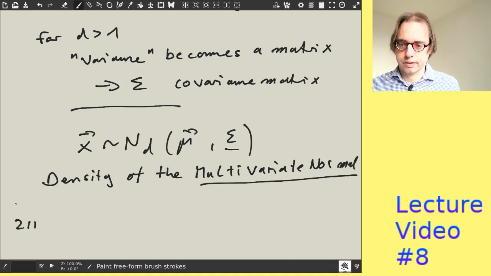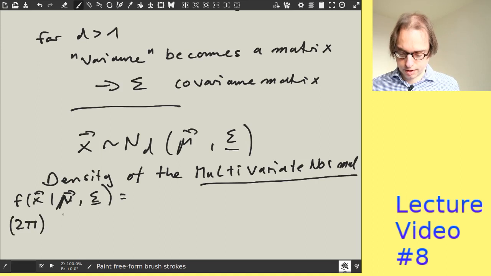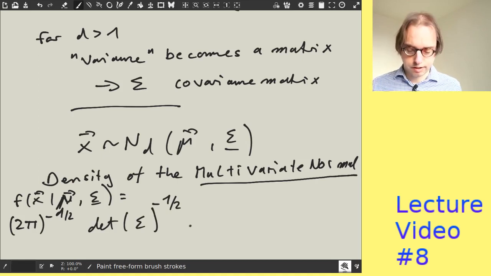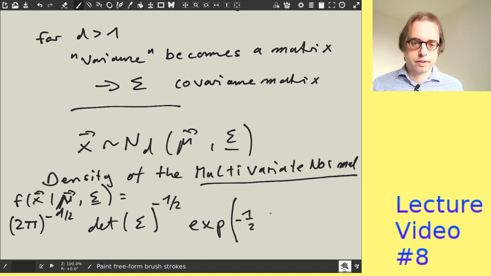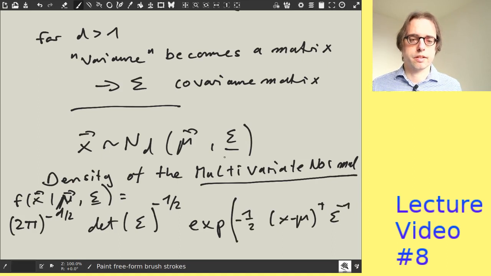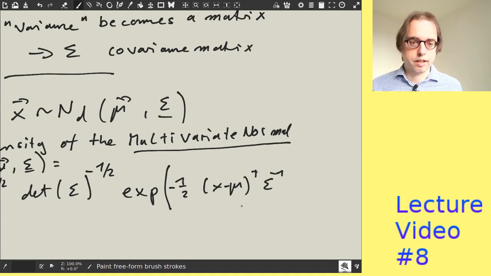f of x, in dependence of mu and Sigma, where x is a vector, everything is a vector, mu, and this is a matrix, equals 2 pi to the power of -d divided by 2, then the determinant of Sigma to the power of -1/2, and then the exponential thing that we had before, only that it's -1/2 (x minus mu) transpose Sigma inverse (x minus mu).